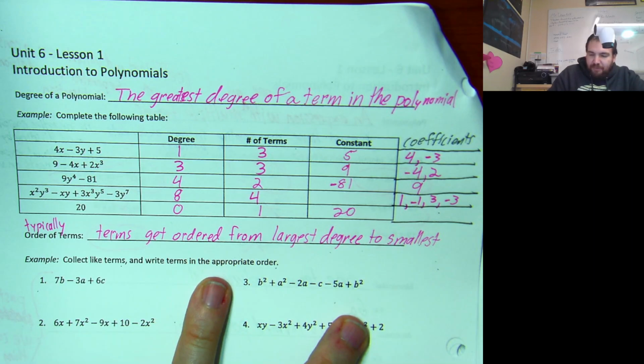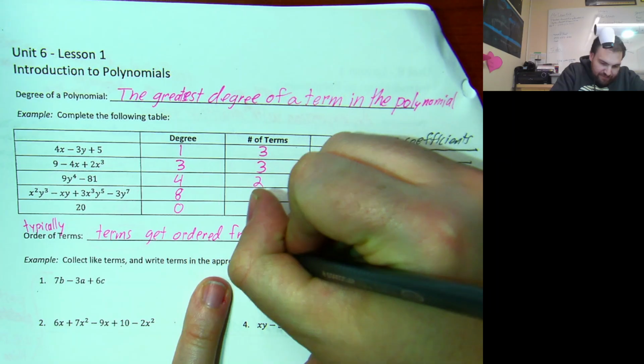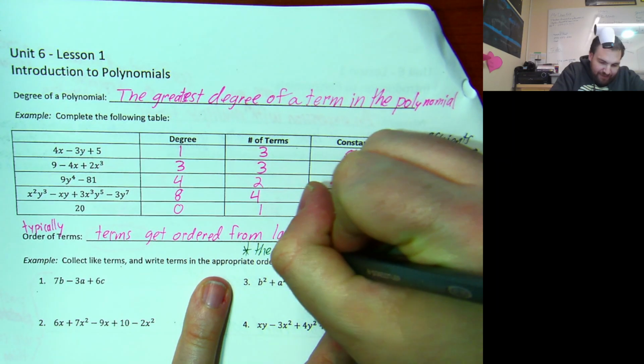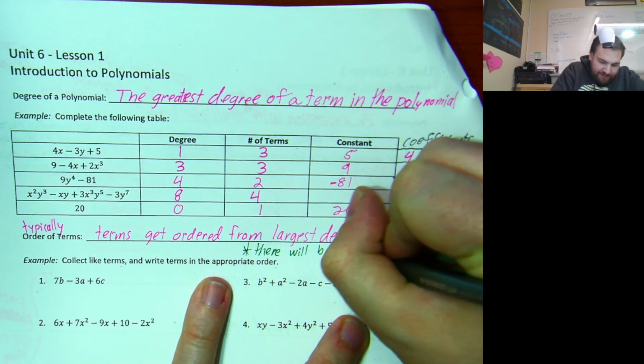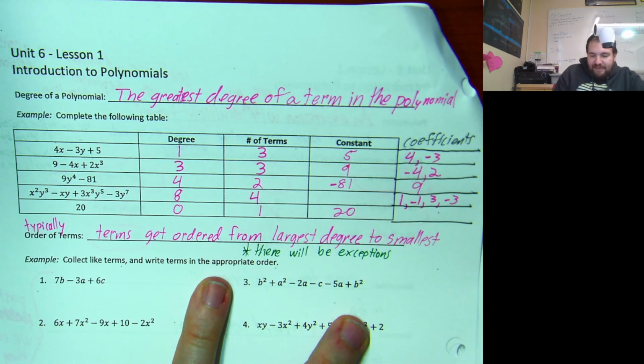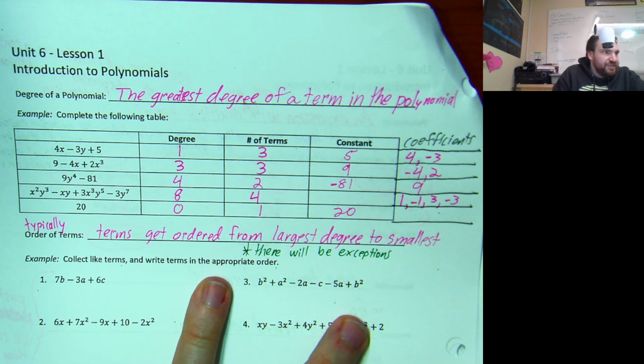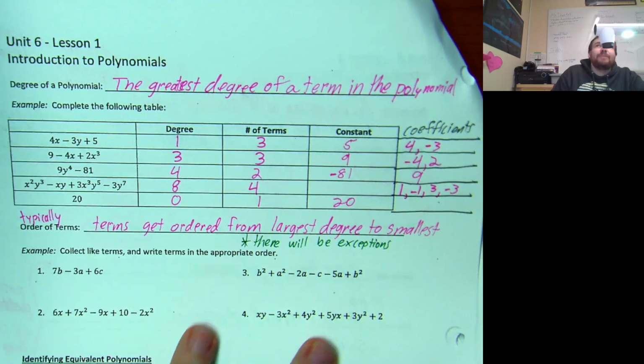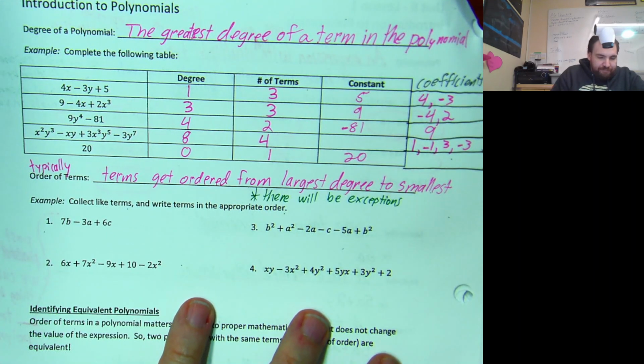I'll put a little star down here. There will be exceptions to this. The easiest way to deal with the exceptions is, instead of me telling you all of them, you'll see them as they show up and you'll be like, oh, okay, fine, I can do that. Ordering these things really isn't a big deal because we can add and subtract in any order we want. So it doesn't really matter, but there are conventions to teach you here.